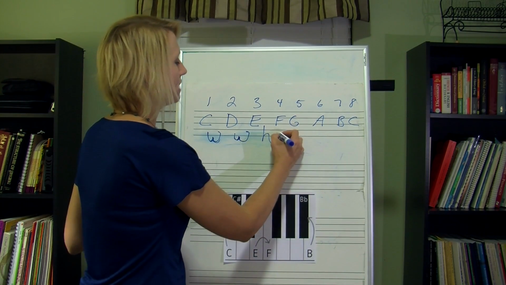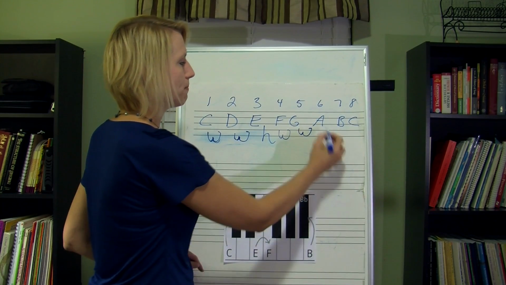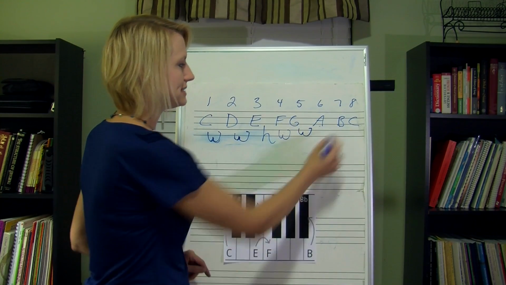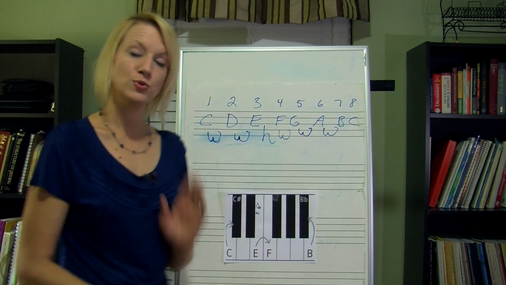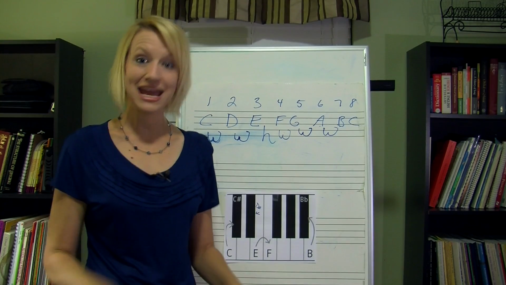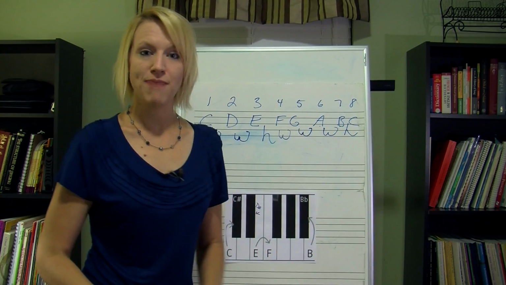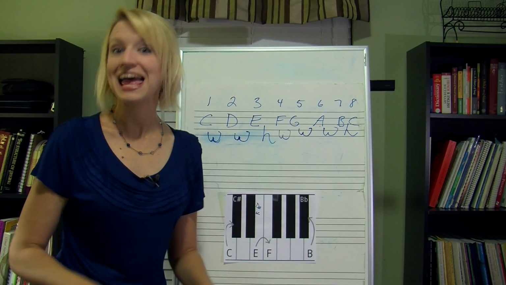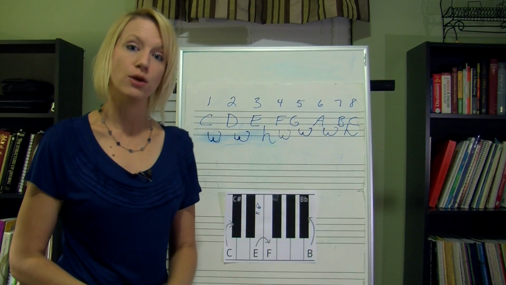Between F and G, we have another whole step. Between G and A, we have another whole step. A and B, 6th and 7th scale degree, is another whole step. Between B and C, between the 7th and 8th scale degree of any major scale, it's always a half step. Now, I was telling you this is the pattern for C major. It's the pattern for any major scale, no matter what letter you start on, no matter whether you start on a white key or a black key.